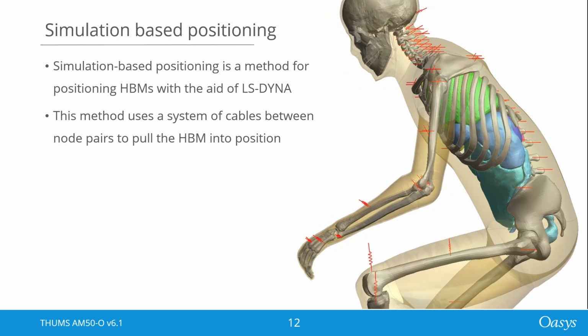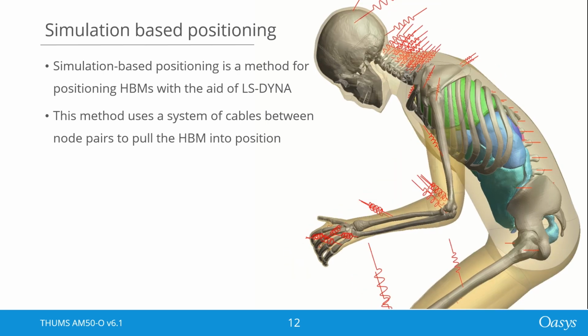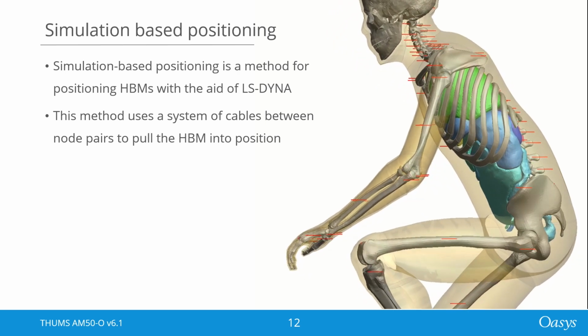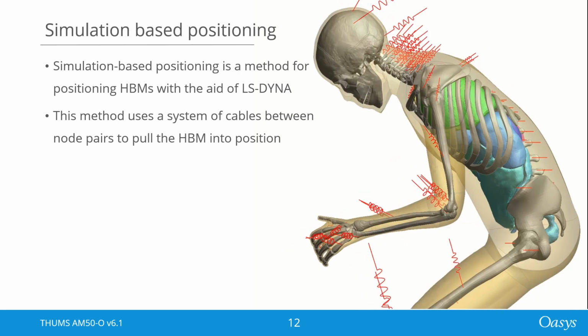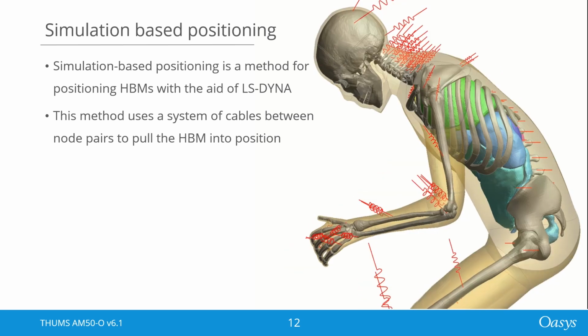Simulation-based positioning is a method for positioning a human body model with the aid of LS-DYNA. This method uses a system of cables between nodal pairs to pull the human body model into position. Now, you often run this before the main analysis, for example, a crash event.